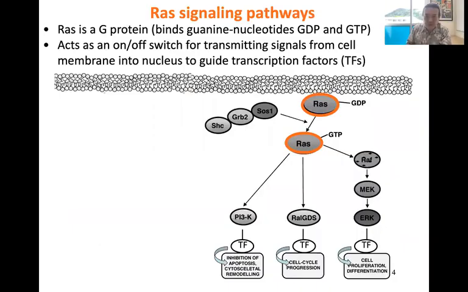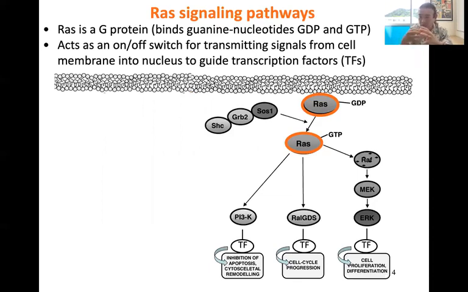All right. So let's look at this. What is RAS? Why is it so important as an oncogene? So RAS is what we call a G protein, right? So a G protein is a protein that binds guanine nucleotides, such as GTP or GDP. So guanosine diphosphate, guanosine triphosphate. The binding of GDP versus GTP acts as an on and off switch, right, for this protein.